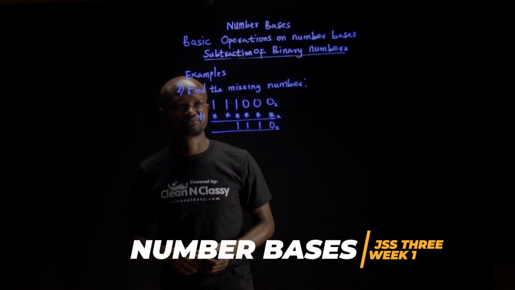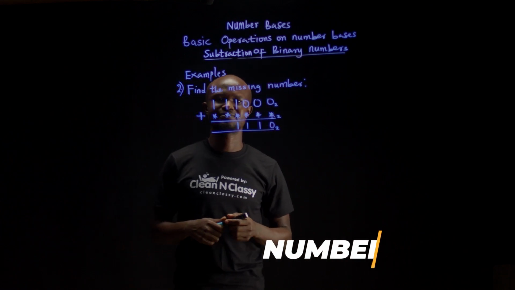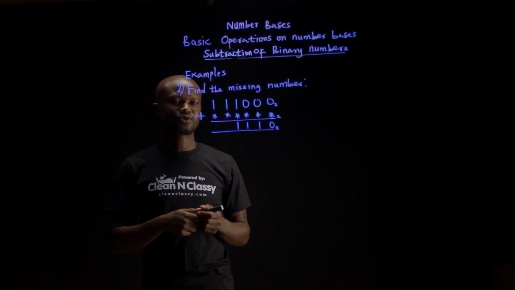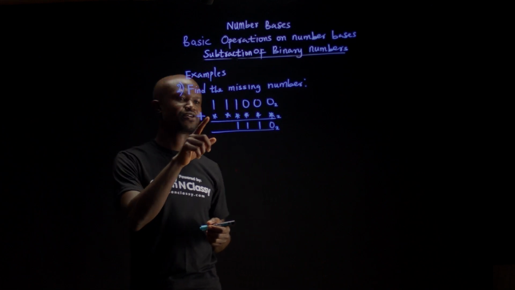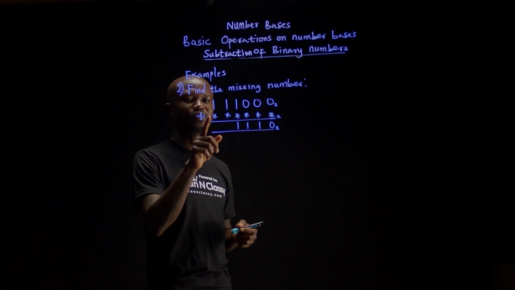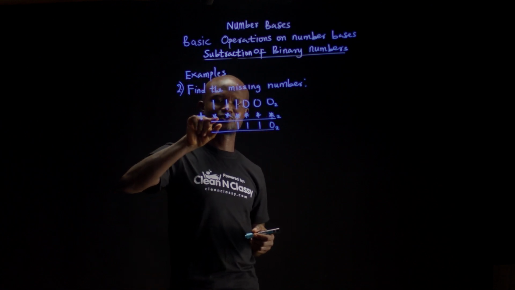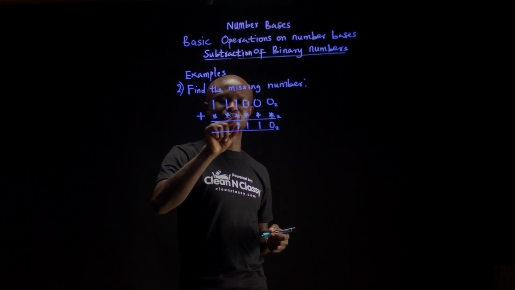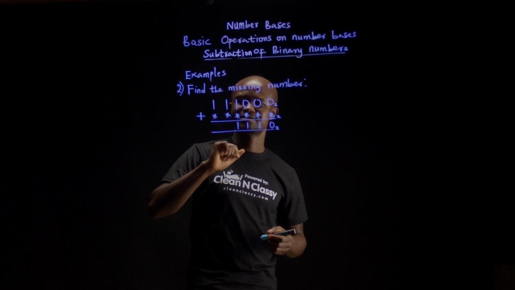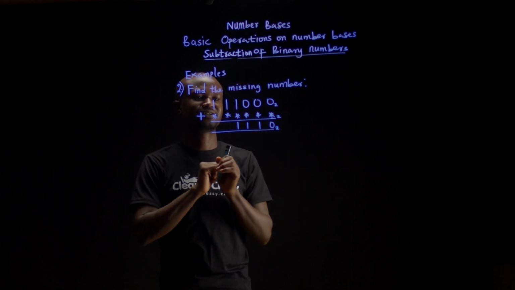Number 2, find the missing number. So in this case, look at the missing number. That's the next line, the one that is dealing with the stars. So the asterisk 1, 1, 2, 3, 4, 5, 6. So we have about 6 digits we have to find there.